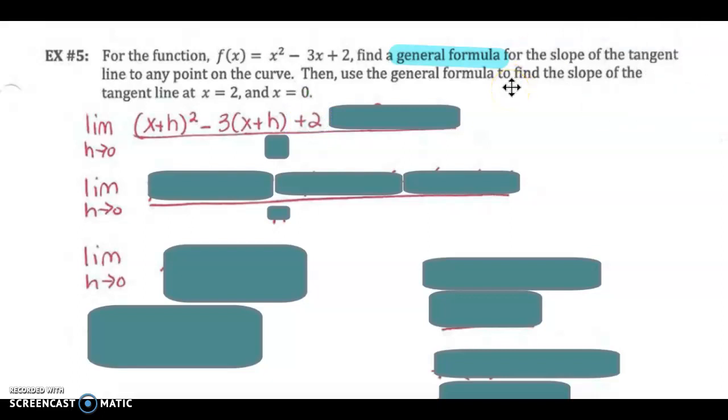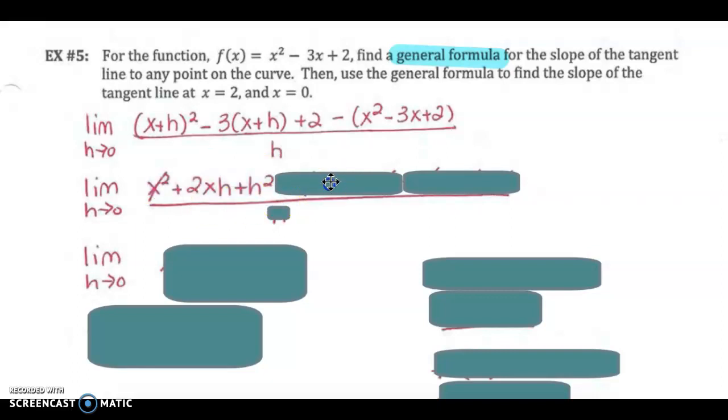Okay. Minus f of x. So minus our original function all over h. Alright, so we have, if we expand that binomial, we get this. Minus our middle term, which is minus 3x plus, or minus 3h plus 2, and then change the sign of everything in this last set of parentheses to give us this. And we'll mark stuff out, and that's all over h.